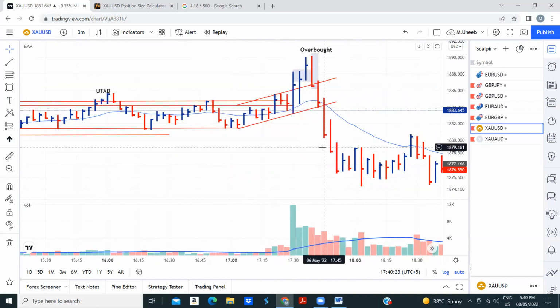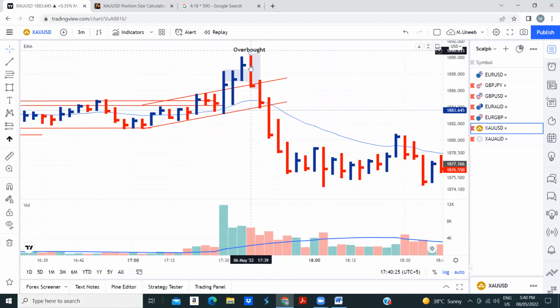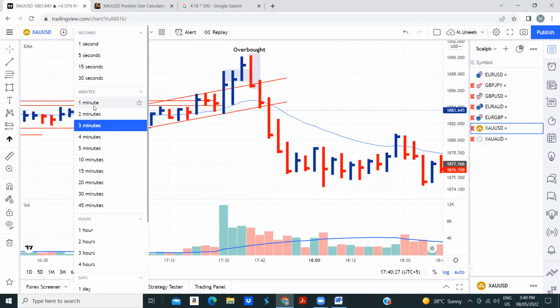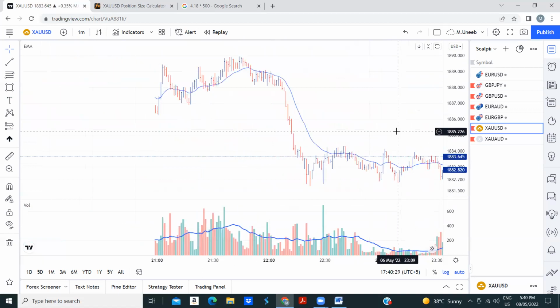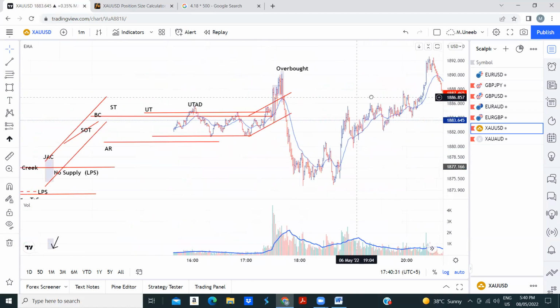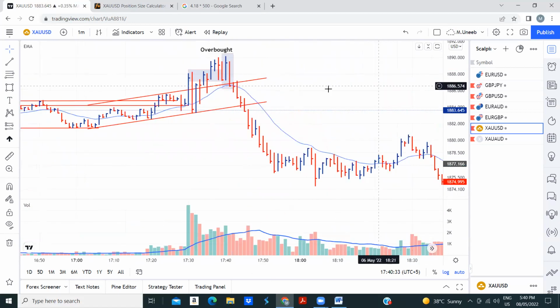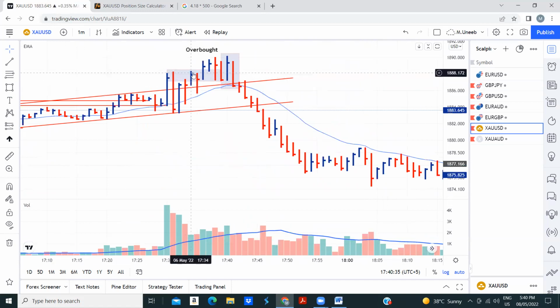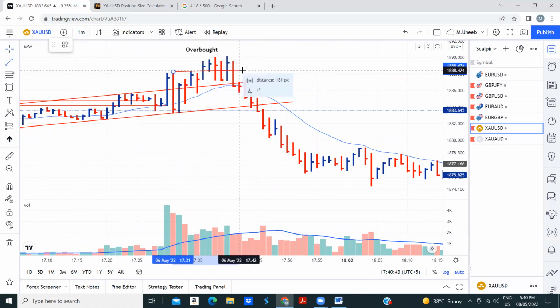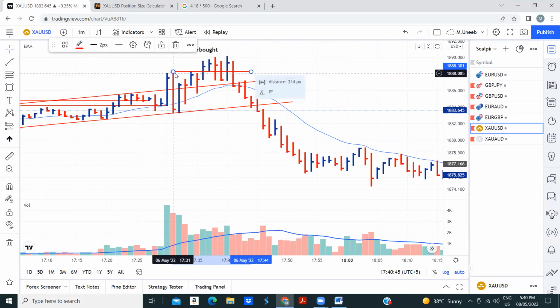The price reversed. Now on the 3-minute chart, it looks like one bar, but if you shift to the 1-minute chart, you would see the situation is different. What happened in the 1-minute chart here? We have overbought here, right? Buying climax, secondary test, automatic reaction, secondary test.